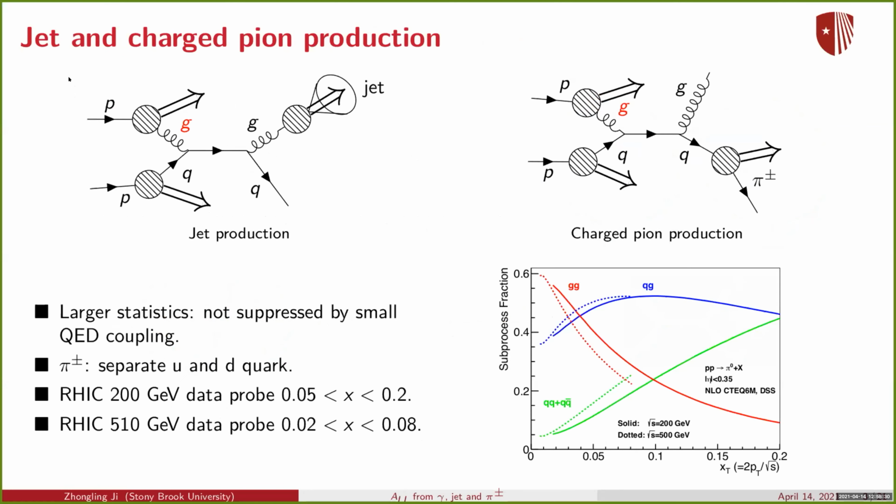Other channels to probe this include jet and charged pion production. Quark-gluon QCD scattering can also produce a jet, and can also produce a hadron, such as pi plus and pi minus. This plot shows the partonic level process contributions to the pi zero hadron. So we can say a lot of the processes include the gluon. The advantage of the jet and the charged pion is that they have larger statistics, because they are not photons; they are all QCD processes, and they have a much larger coupling than QED. Also pi plus and pi minus are separated for u and d quarks.